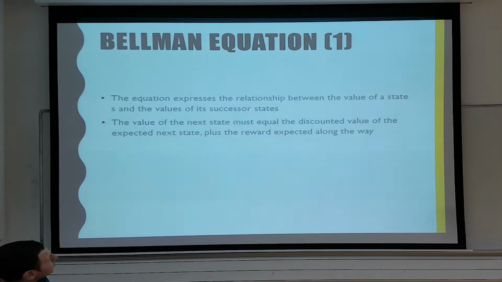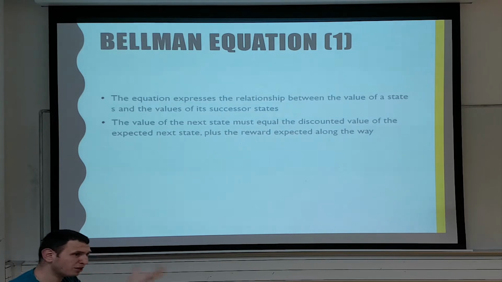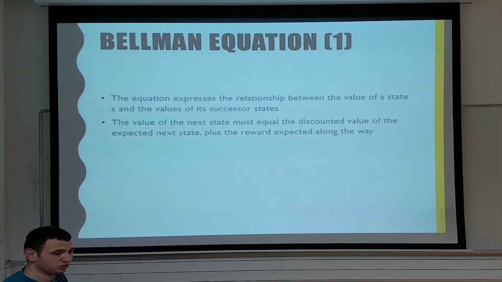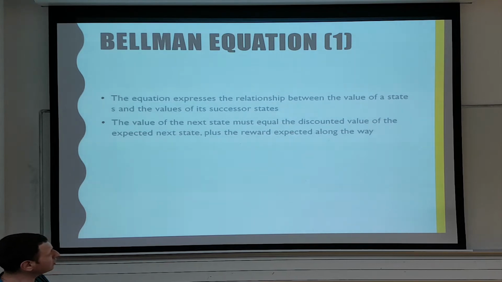Great. So, the Bellman equation. The Bellman equation is our connection to deep reinforcement learning because it gives us some control. Using deep learning, we estimate some probabilities, and then we want to control our reinforcement process. The Bellman equation expresses the relationship between the value of the state S and the value of its successor states. The value of the next state must equal the discounted value of the expected next state plus the reward expected along the way, and what you have achieved from the last iteration.